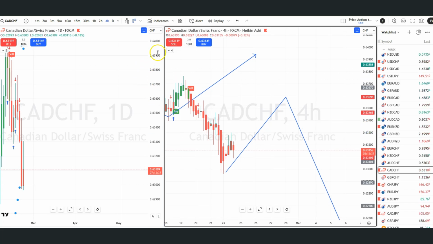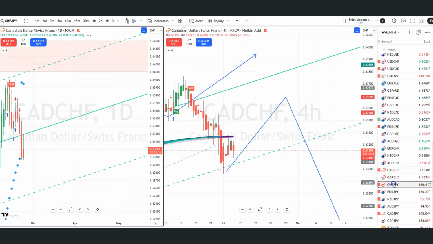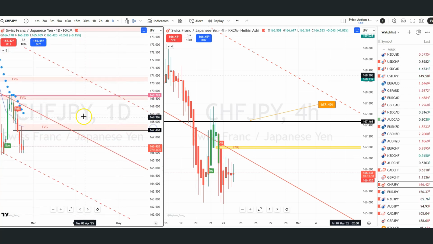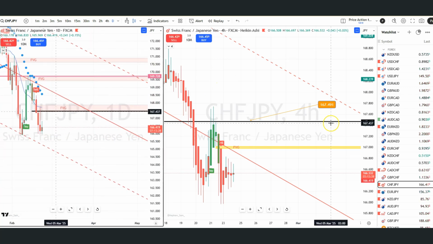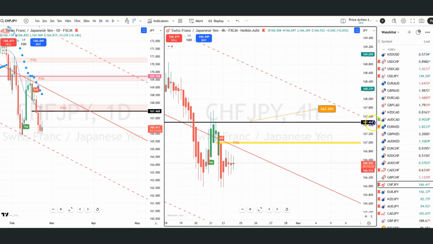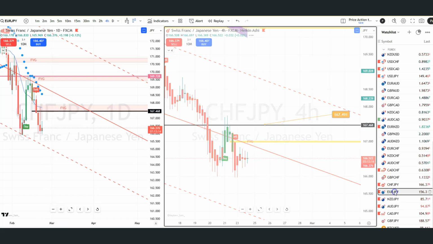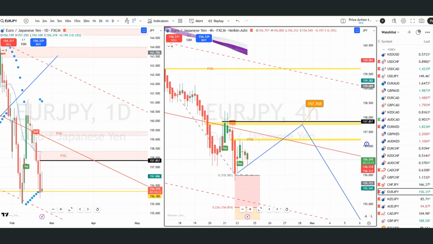I'm not interested in the Swiss pairs, to be honest. There's plenty going on with the yens. There's plenty going on with gold. So we can see here a nice FVG up to 167.49. So a possible sell-off on the yens as well. So we could have quite a few yens getting ready in the next few days or the next few hours.